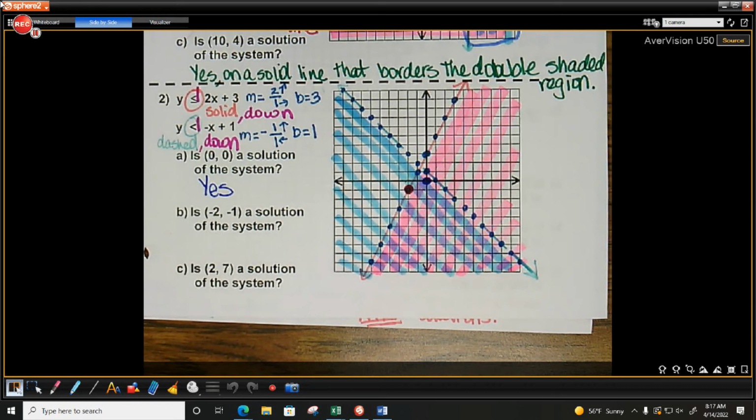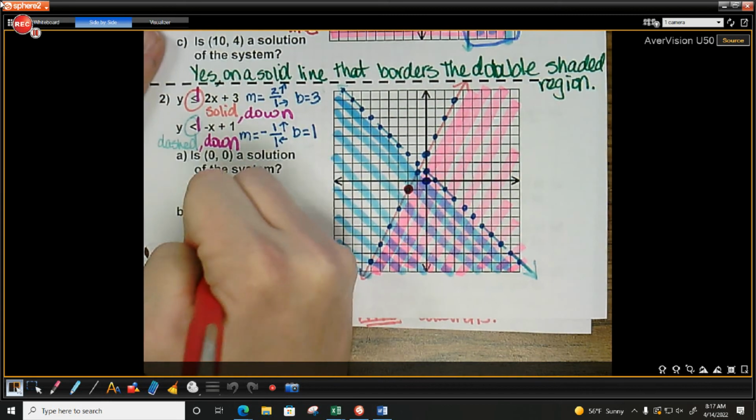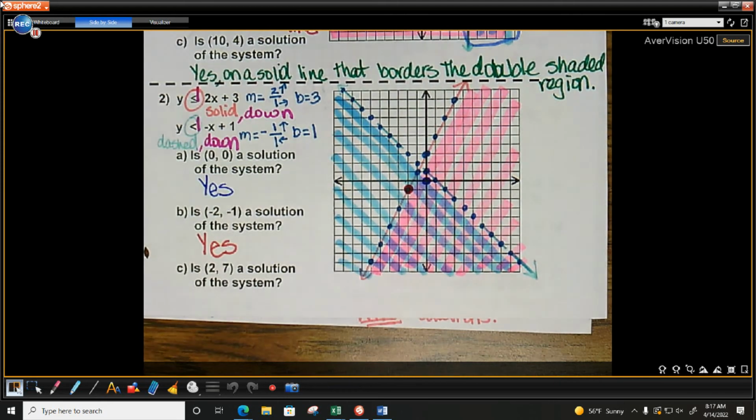Guys, the points on the lines are the tricky ones. You need to know if it's on a solid line or a dash. If it's a dash line, the answer is always no. The solid line sometimes could be yes, sometimes could be no. It's a yes if it's bordering the double shaded region, and it is a no if it is not.